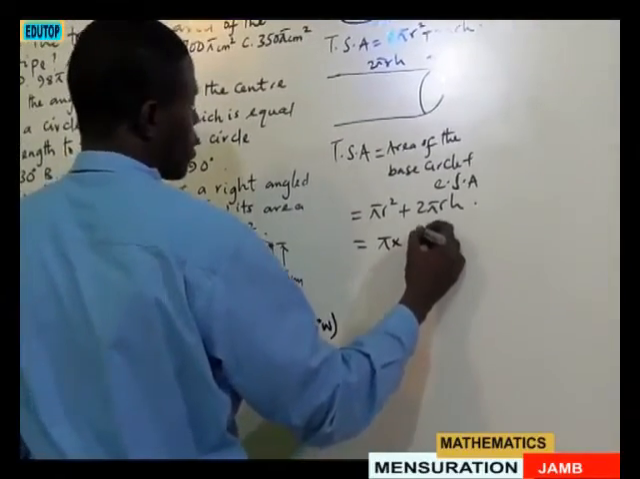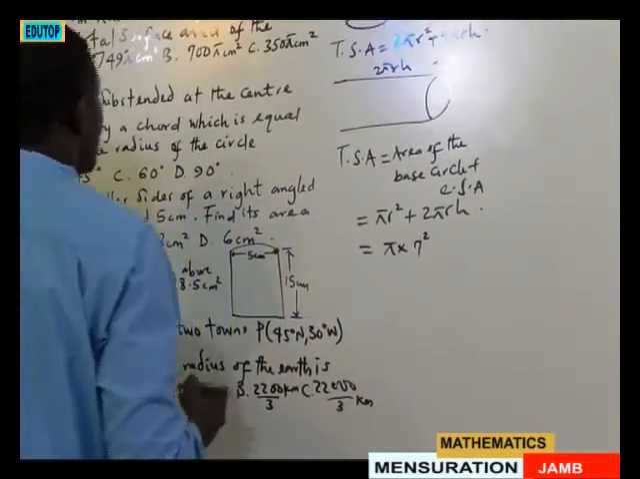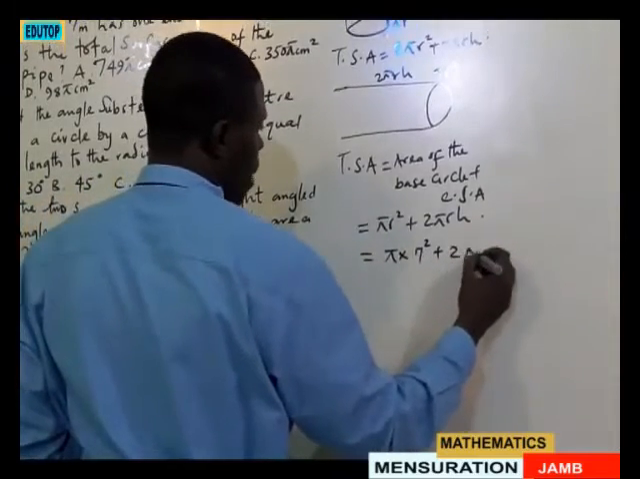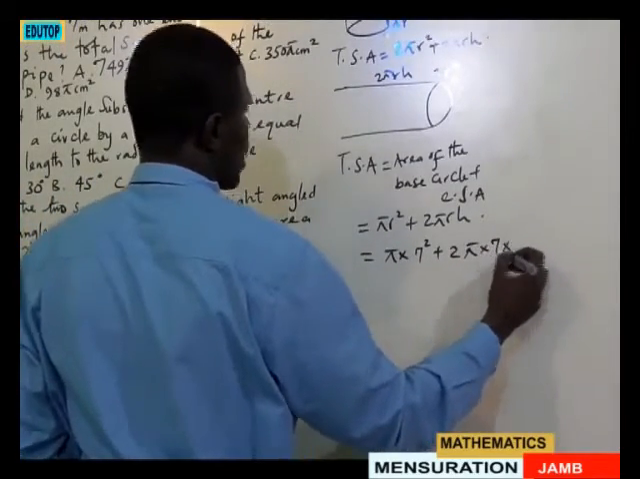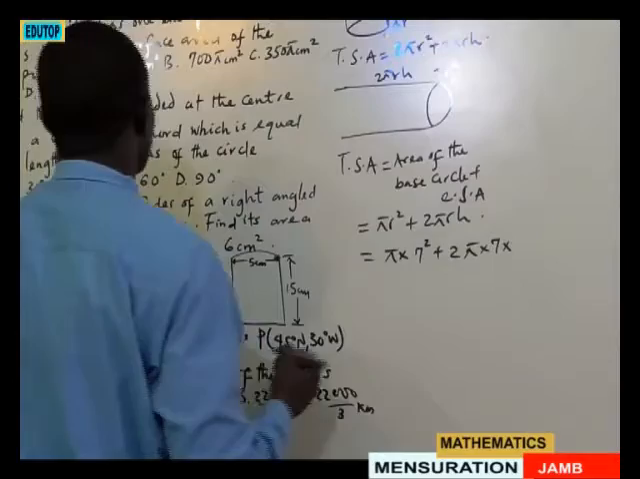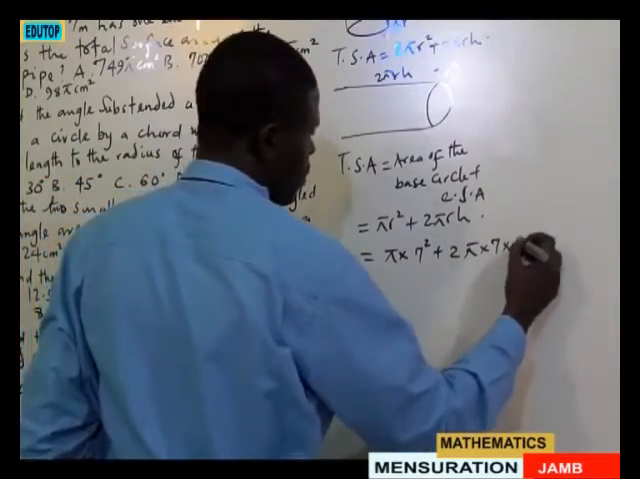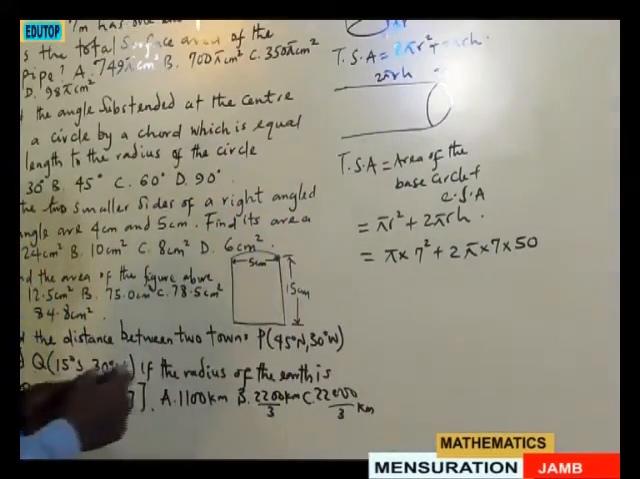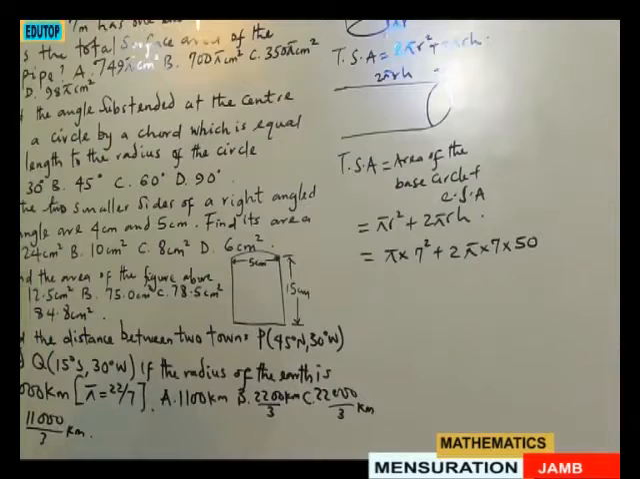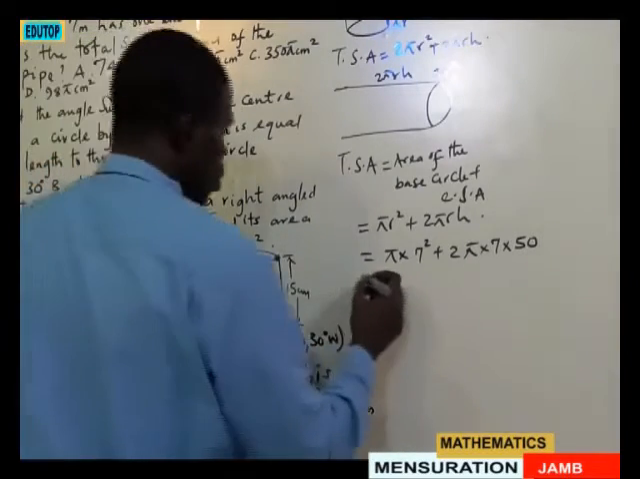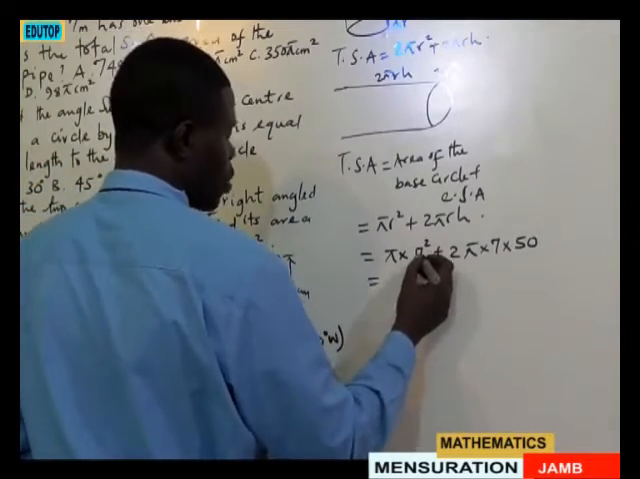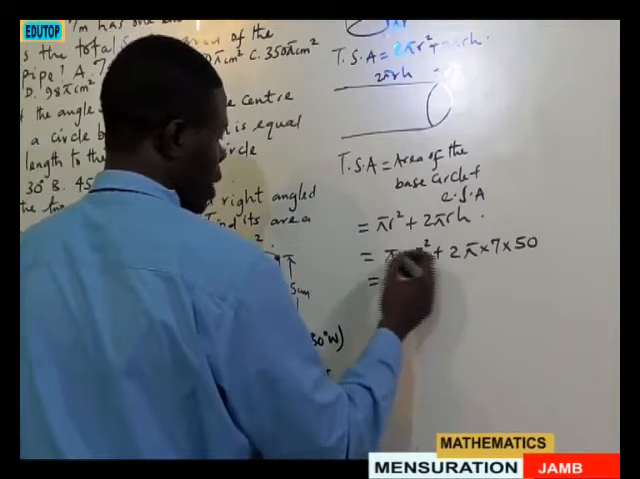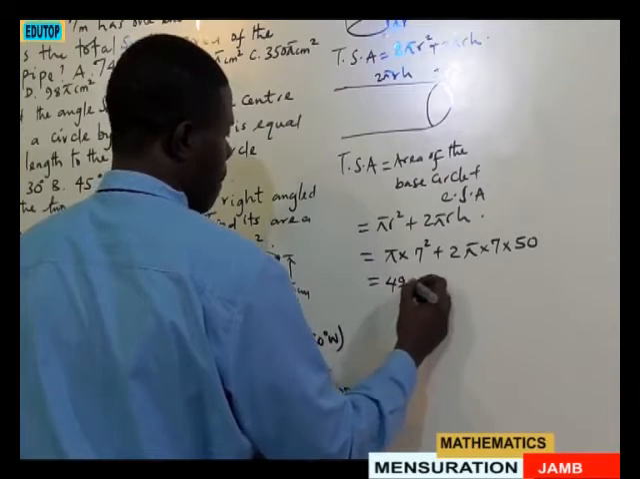Our radius is 7 squared, plus 2 times pi, which is not given, radius is 7, times height. What's the height? The height here will be 50. That's 50 meters long. So in that situation, 7 squared is 49. 49 times pi, 49 pi.